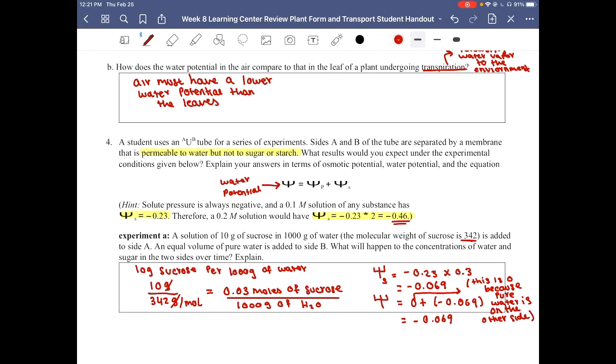Okay, so what's going to happen is, we have a negative number. From that, we know that water will move from this region to the higher water potential to the side with the sugar, which has the lower water potential. So negative 0.069 is lower, right? So the water will move from high potential to low potential.